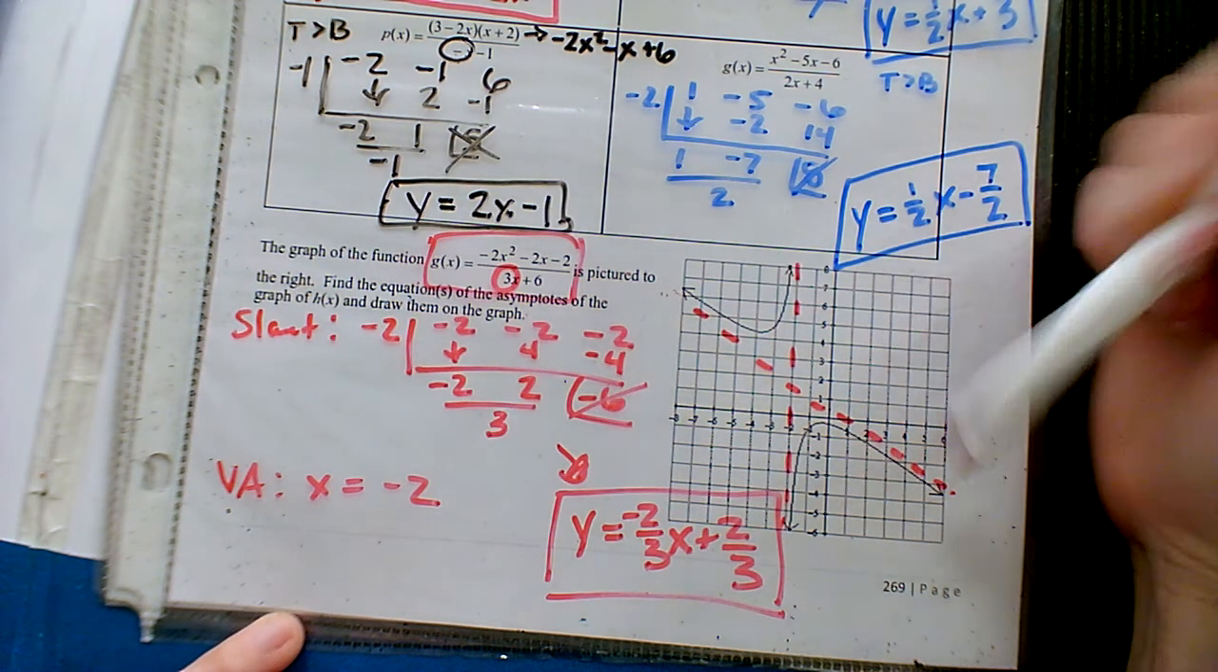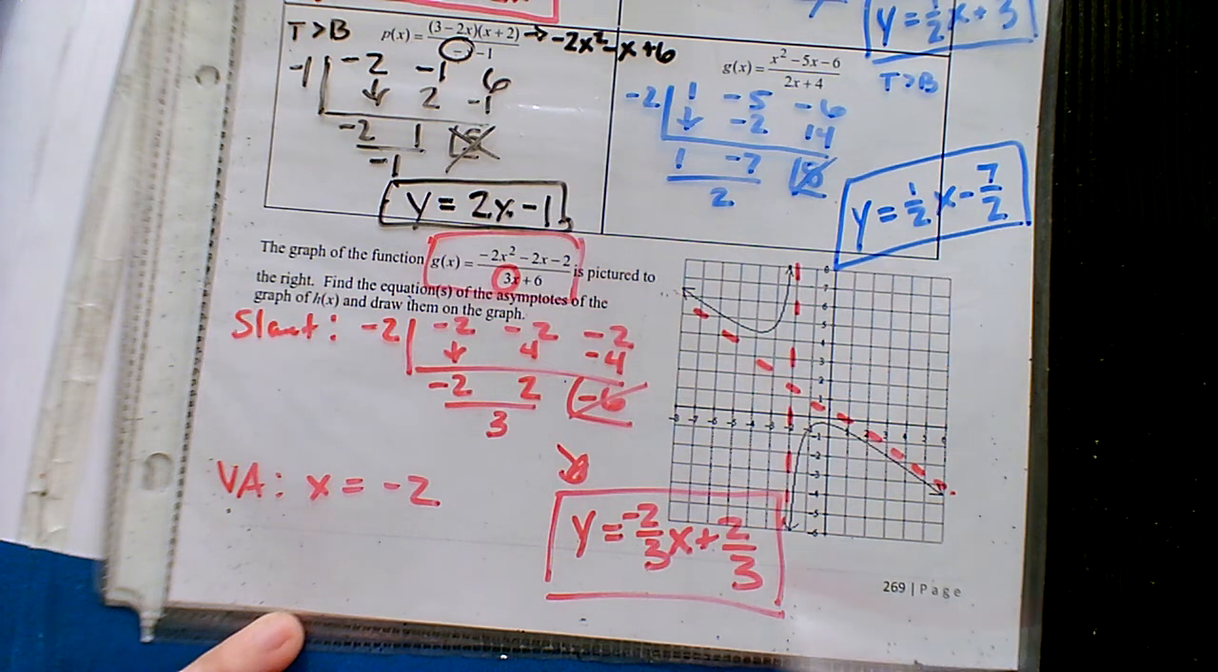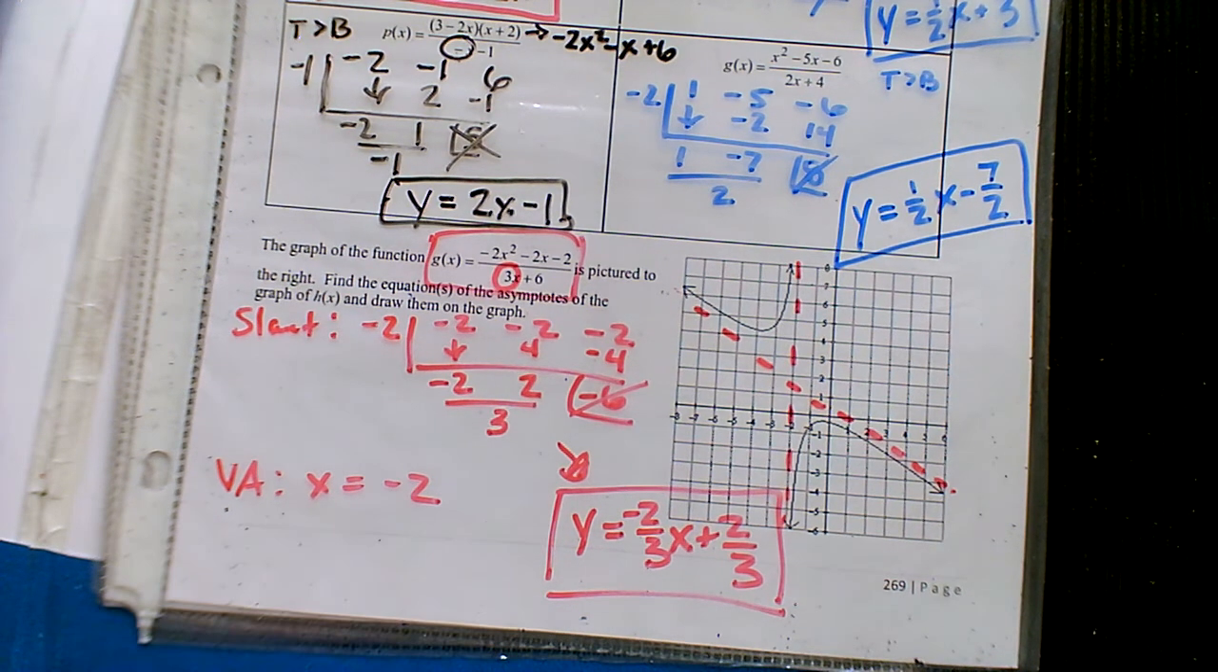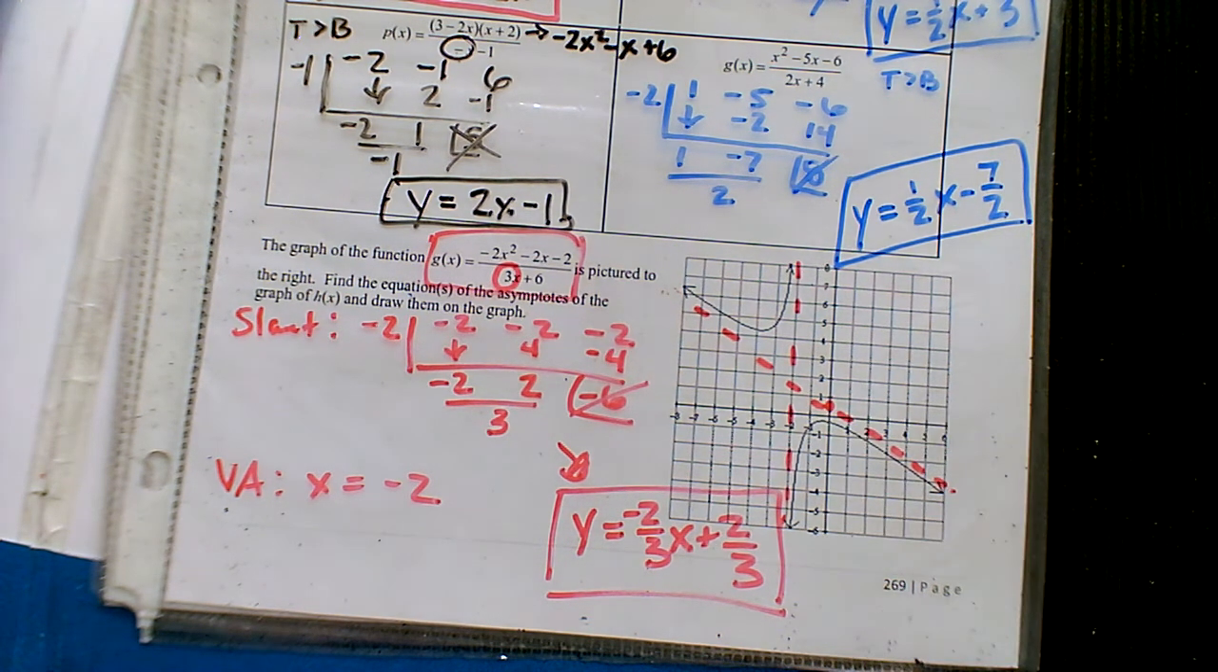So even though the line I drew in was an estimate, we actually figured out the exact equation of that line. Seems to check out visually because my y-intercept seems to be 2/3. Looks like we did something good.